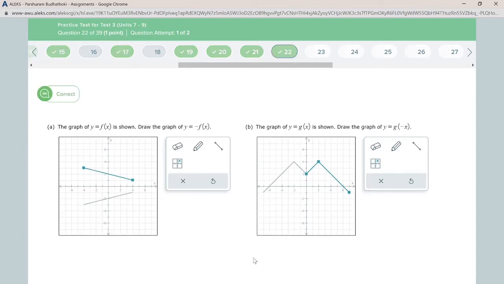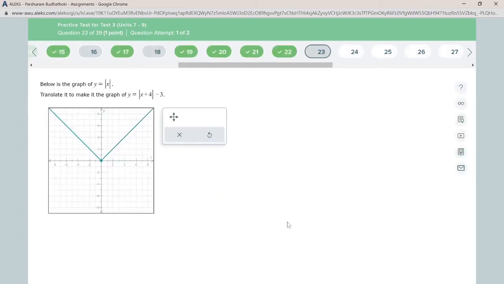Okay, let's go to the next problem. This is the absolute value function, and by adding 4, it means you are shifting the graph 4 units to the left, and subtracting 3 means you are taking that graph 3 units down. Whenever horizontal shifting and vertical shifting come together, you always have to use the horizontal shift first. So I'm going to take it 4 units to the left, 3 units down, and that's all.